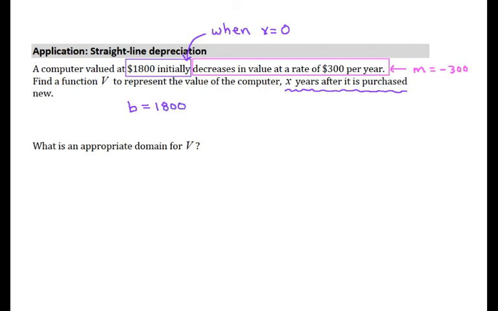And therefore, using our y equals mx plus b model, we get, instead of y, we're going to call this v. We're told to call the function v, so let's call it v of x, since x is the input variable. The slope is negative 300 times x, and the y-intercept is 1,800.